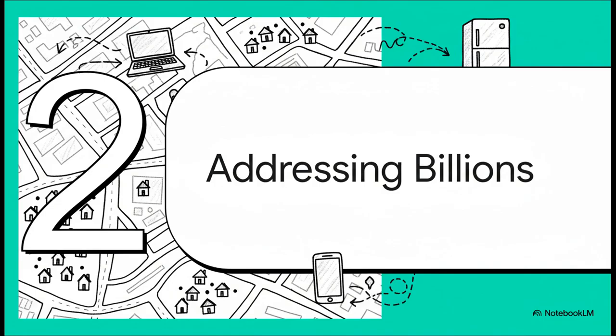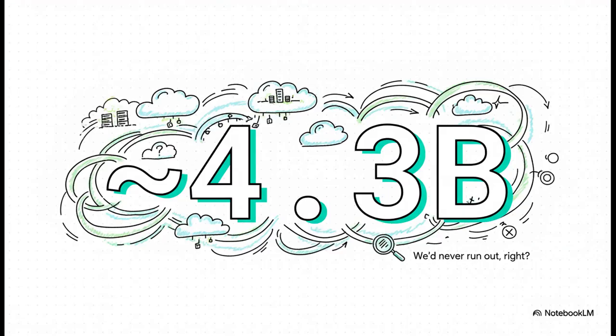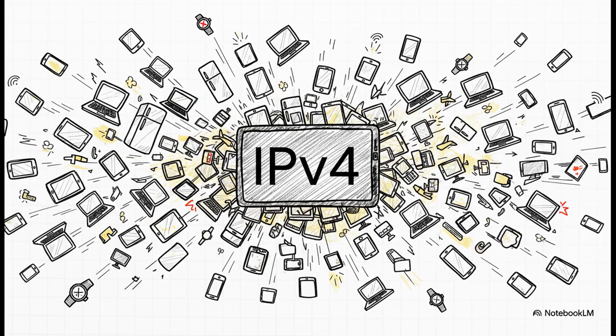Okay, on to our second challenge. So once you have a map, every single place on it needs a unique address, right? Well, in the digital world, how do you possibly give a unique address to every single phone, laptop, and smart toaster on the entire planet? The original Internet addressing system, called IPv4, had about 4.3 billion addresses. Back in the day, that sounded like an absolutely infinite number. I mean, we'd never run out of those, right? Yeah, we were wrong. So wrong.